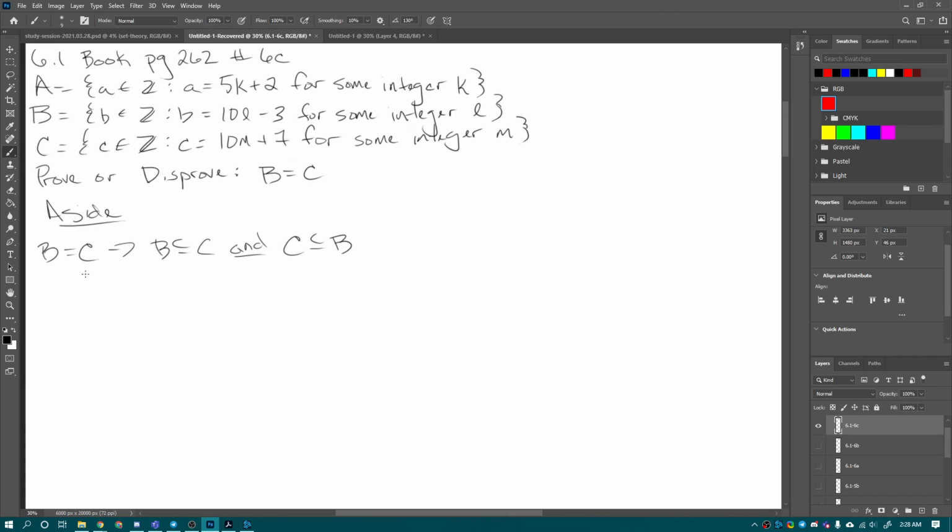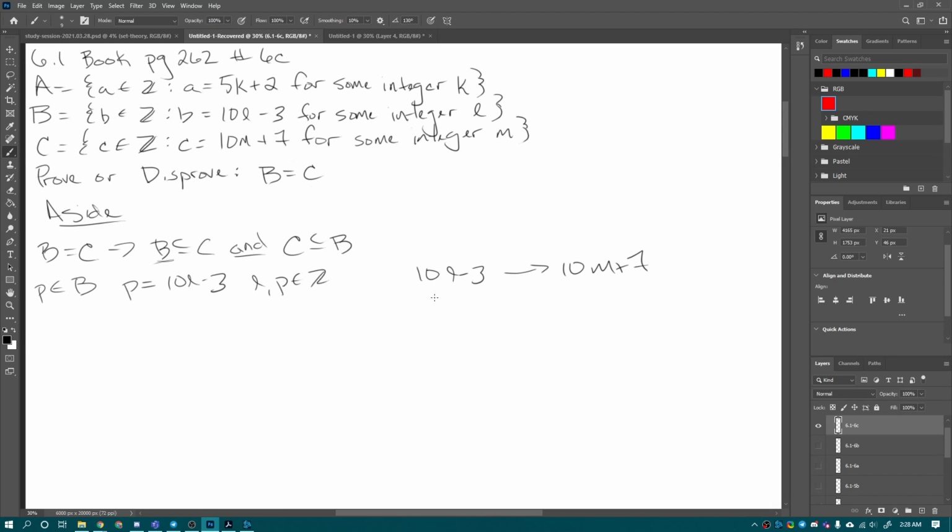Okay? I'm going to pick a variable that's not anywhere in my definition. I'll start with P. And I'm going to start with B is a subset of C first. So I'm claiming that P is an element of B. If so, that means P is equal to 10L minus 3, where L and P are both integers. So I'm starting with the form 10L minus 3, and I'm looking for the form 10M plus 7.